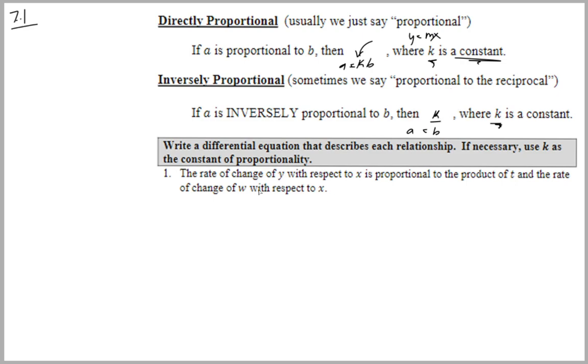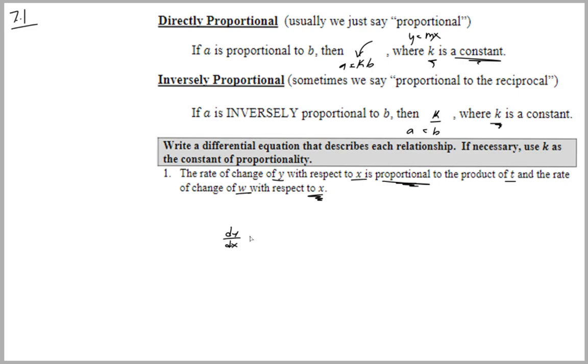So let's try an example to understand what this means. The rate of change of y with respect to x is proportional to the product of t and the rate of change of w with respect to x. So let's write it step by step. The rate of change of y with respect to x is dy/dx. And this is proportional, so it's a relationship, so it's equal to.